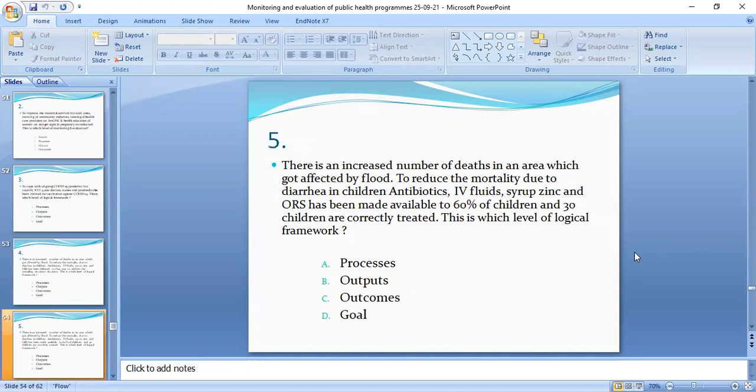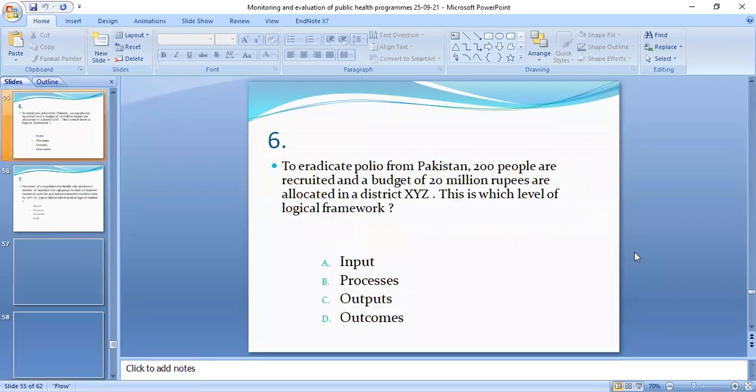Now the fifth MCQ: there is an increasing number of deaths in an area which got affected by flood. To reduce the mortality due to diarrhea in children, antibiotics, IV fluid, syrup zinc, and ORS have been made available to 60% of children, and 30 children are correctly treated. This is which level of logical framework? Outcome. The outcome is the correct option because in outcomes the service becomes available to the people and the services that have to be provided are delivered to the people so that they can consume them.